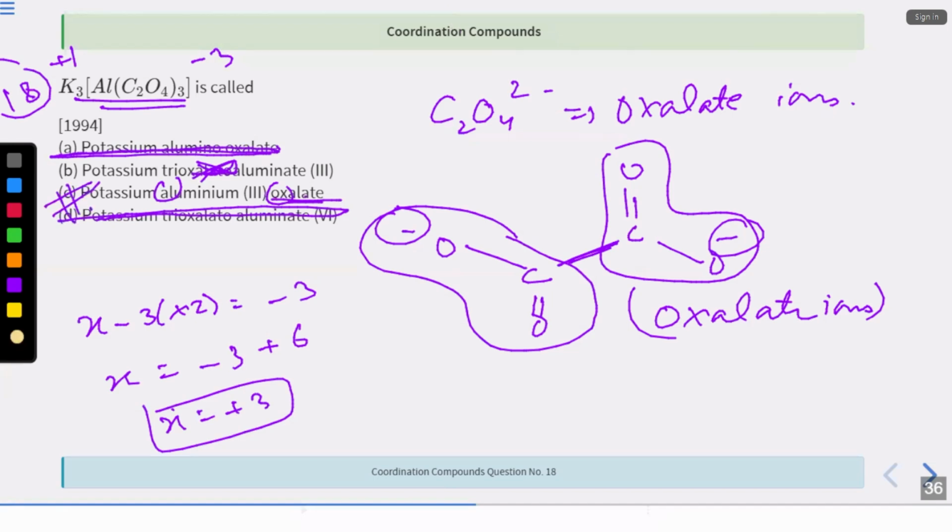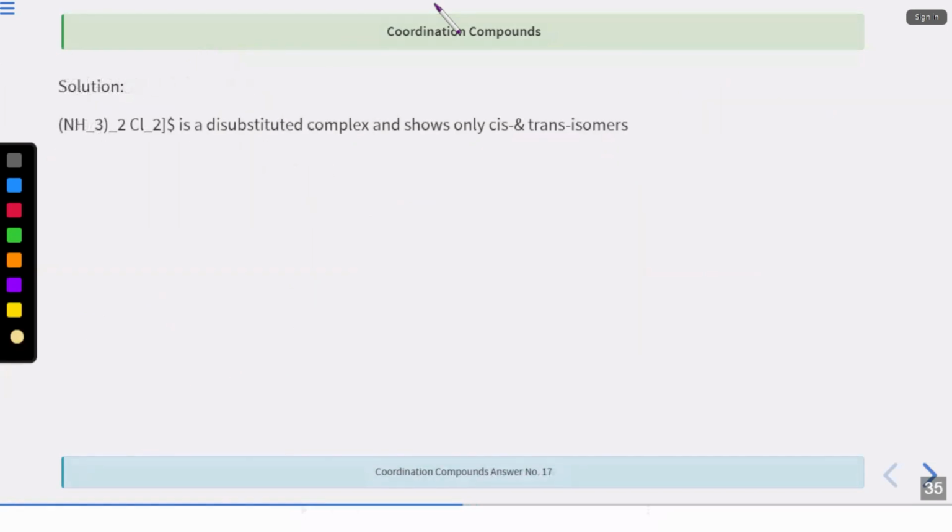So please say this is oxalate ion, and so option number C is the right option to this question because this is not oxalato, and of course we will not write trioxalate. This tri is also not there because it is just oxalate, not trioxalate. So option number C is the right option to this question. So that's all for today.